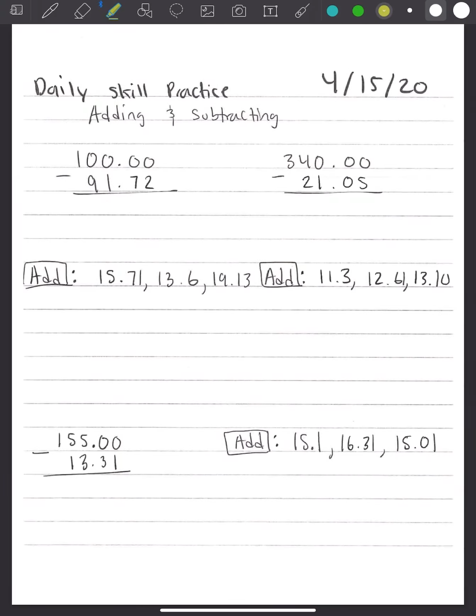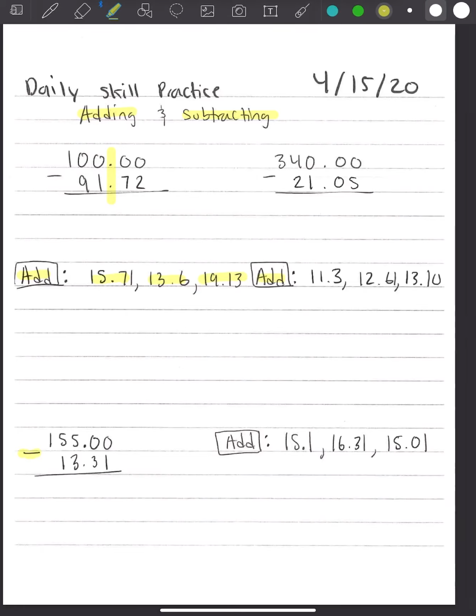Alright, so as we move on guys, we have our daily skill. Our daily skill practice today is adding and subtracting. Now, notice that I gave you 4 problems, including these 2 up top. Some of them I did not line up, and I did that on purpose. I need you to line them up with the decimal being straight. Okay? So if it tells you to add, you go ahead and add. If it doesn't, that means that you're going to probably subtract. Alright, so we're going to move on to the next part.